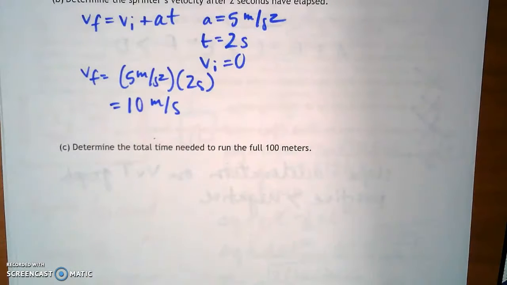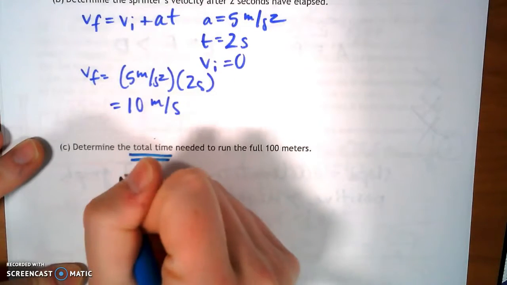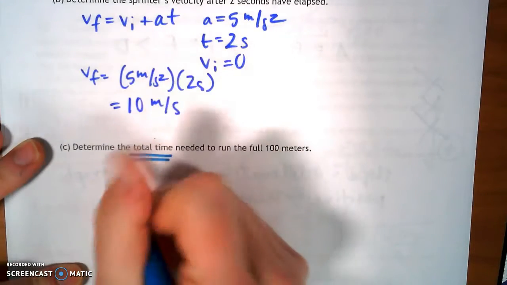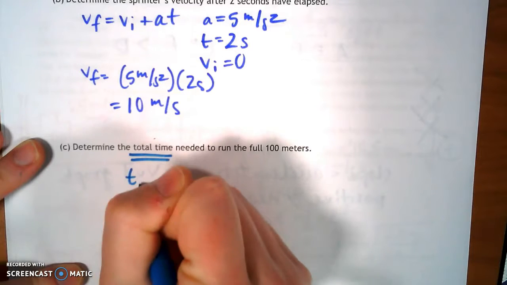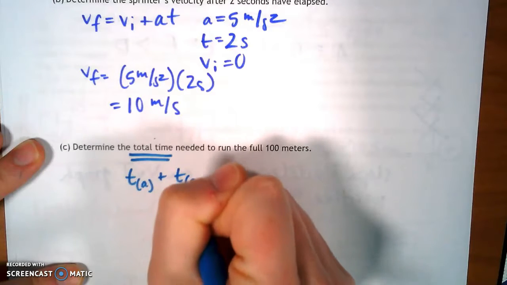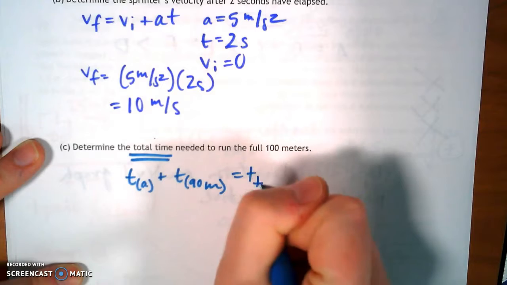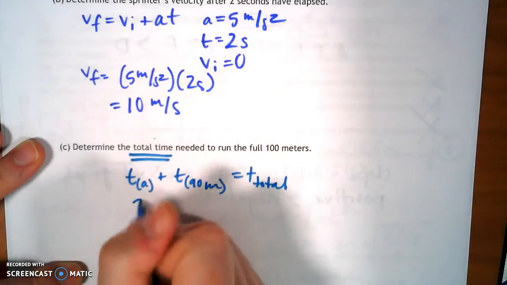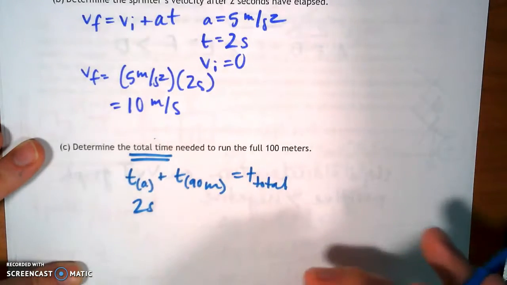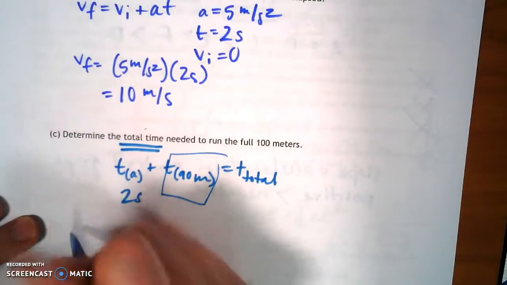When I think about the time needed to run the full 100 meters, why it says total is that I have the beginning part from part A, the time from part A of this problem, plus the time for the rest of the 90 meters. That's going to be the total time. So I already know there's 2 seconds that parts A and B are about. I need to find what's the rest of the time for the 90 meters here.